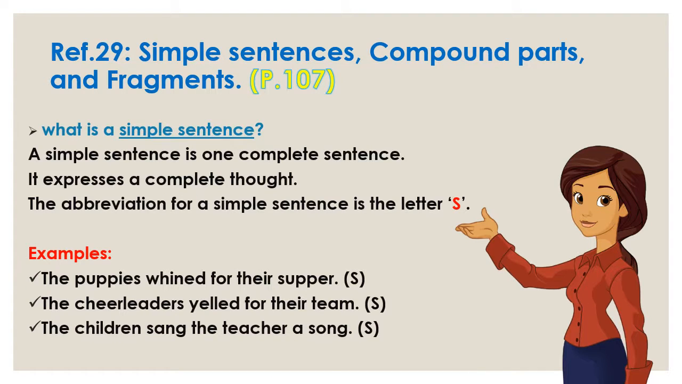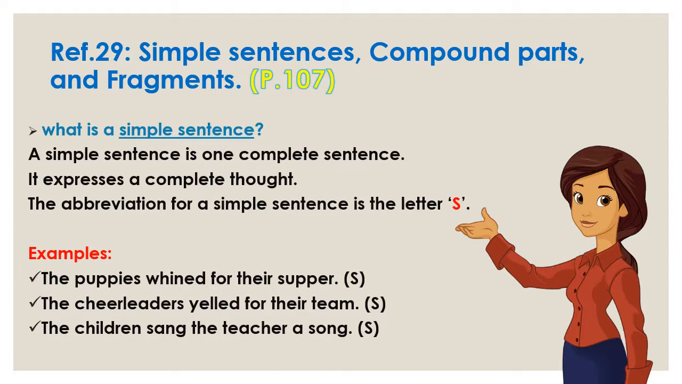The third example, the children sang the teacher a song. So what did the children do? They sang the teacher a song. So here, this is a full sentence. I can understand it very clearly, and so do you, okay? So what do we call a sentence when it's a complete sentence and when you can understand it very well? We call it a simple sentence.